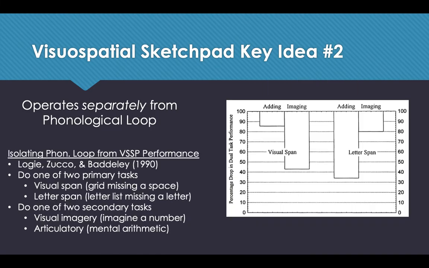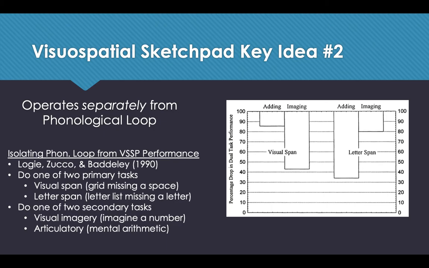The second major key idea is that the Visuospatial Sketchpad operates separately from the phonological loop. Now remember, the phonological loop is assumed to be specialized for holding sequences of acoustic or speech-based items. But Logie, Zucco, and Baddeley were able to isolate the phonological loop from the Visuospatial Sketchpad. They had participants complete one of two tasks, either a visual span task in which they had to identify the missing space in a grid pattern, or they had to complete a letter span task in which they identified the missing letter in a letter list.